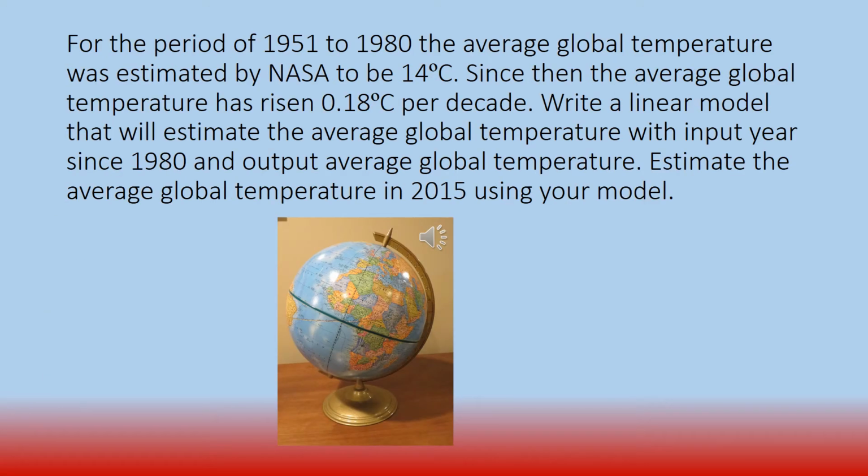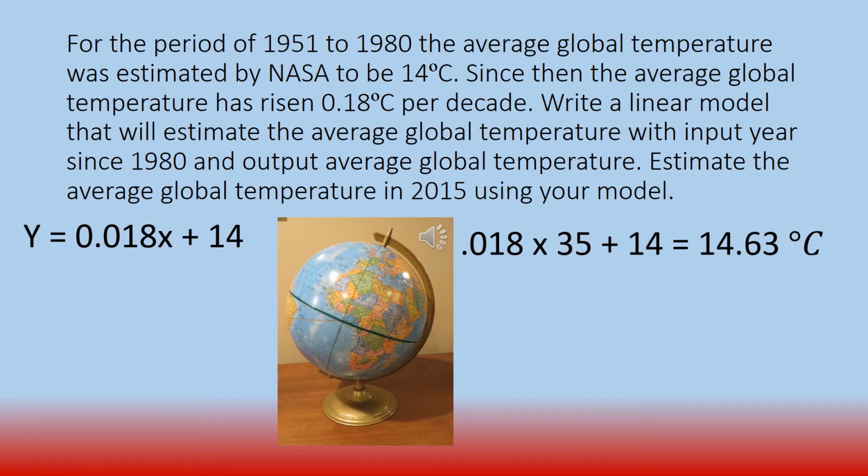For the period of 1951 to 1980, the average global temperature was estimated by NASA to be 14 degrees Celsius. Since then, the average global temperature has risen 0.18 degrees Celsius per decade. Write a linear model that will estimate the average global temperature with input year since 1980. Our output will be the average global temperature. Estimate the average global temperature then in 2015 using your model.